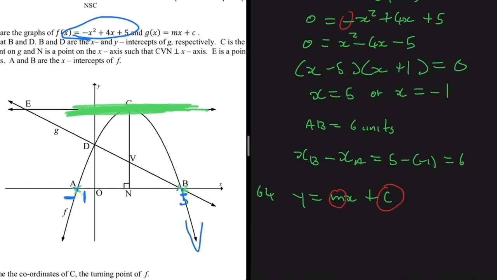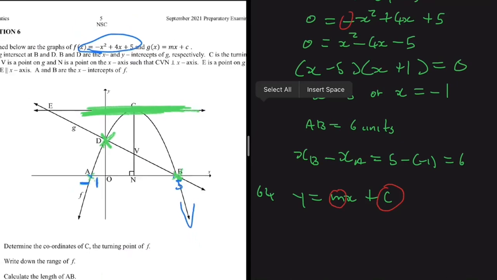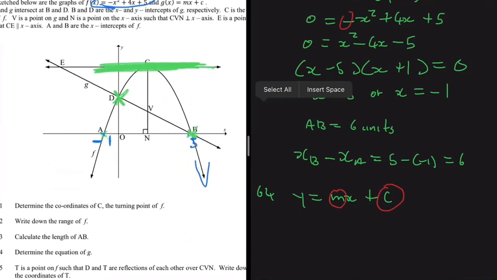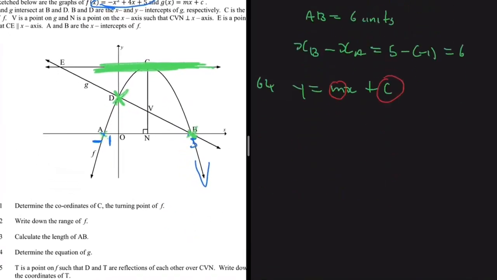You can see from our sketch that D and B, they lie also on our line G, right? So if we find the gradient of DB, then we have the gradient of our line G, right? So let's see how we can do that. So we have the gradient of DB being equal to y2 minus y1 divided by x2 minus x1. We have the coordinates of B. We know fully well that is 5 and 0, right?